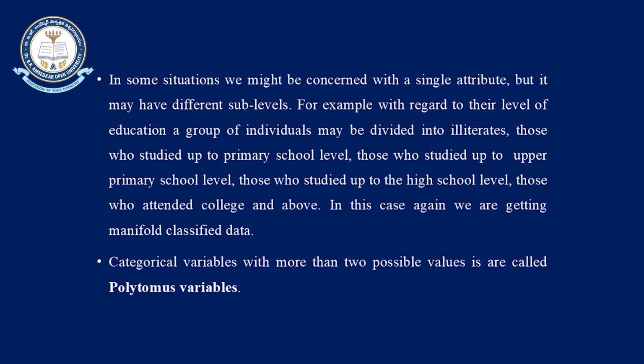In some situations, we might be concerned with a single attribute, but it may have different sub-levels. For example, take education: a group of individuals may be divided into literates who studied up to primary school level, upper primary school level, high school level, college level, and master's degree or higher level. This comes under manifold classification data. Here, a categorical variable with more than two possible values is called a polytomous variable.